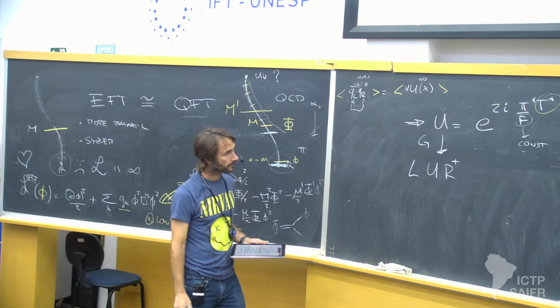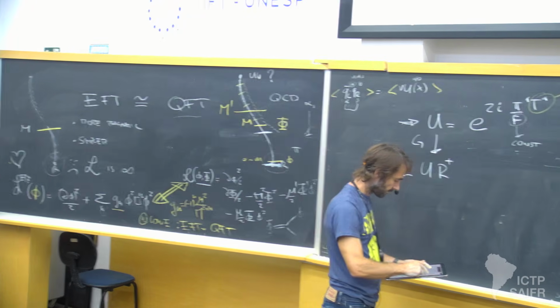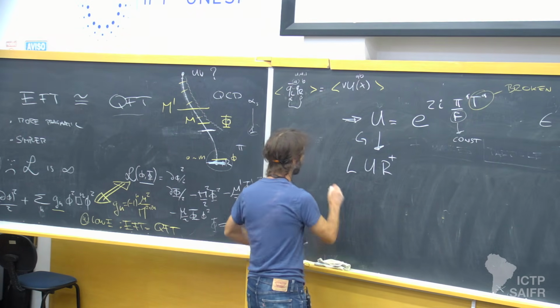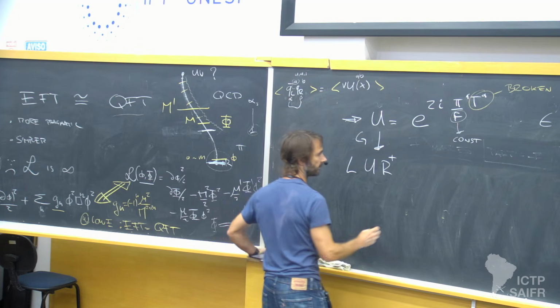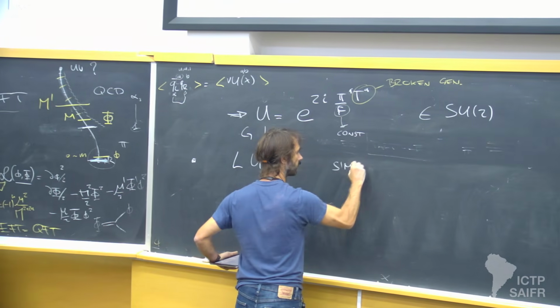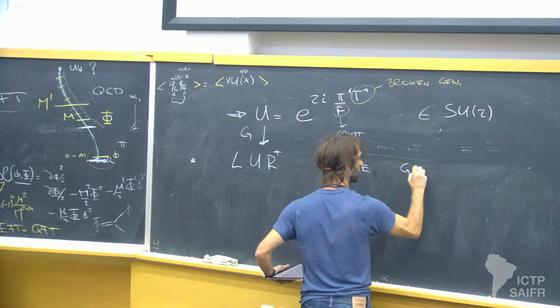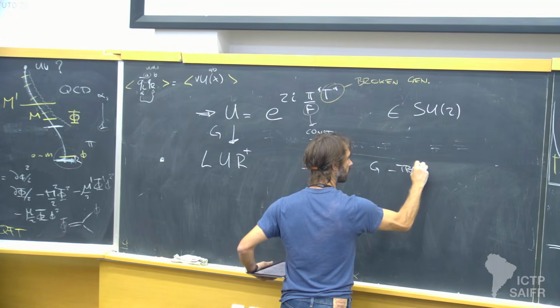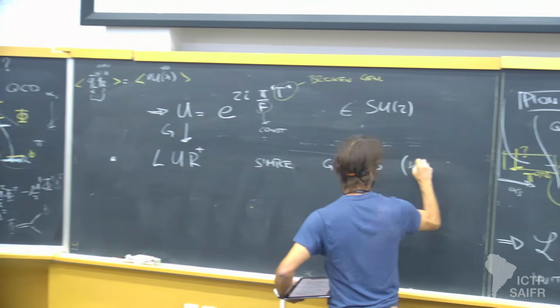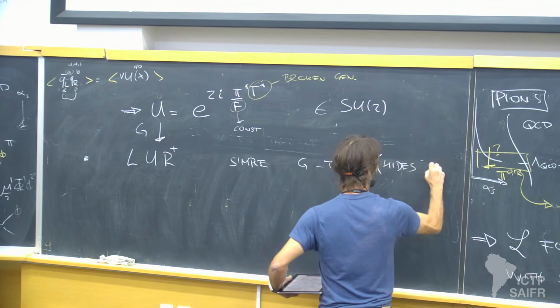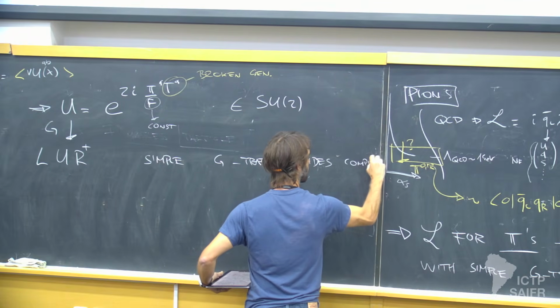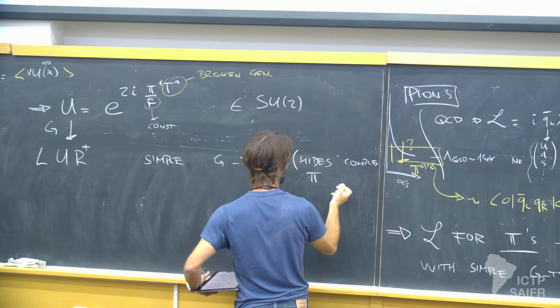Okay. So it's a simple transformation in G, but it hides a complicated transformation on the pi.